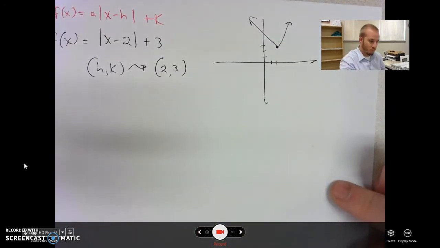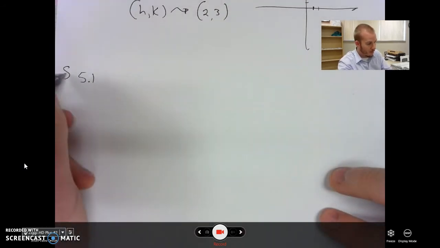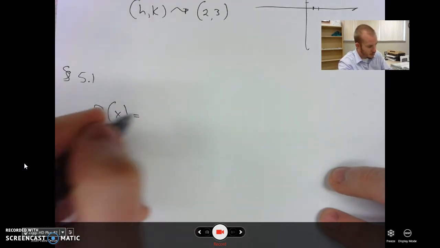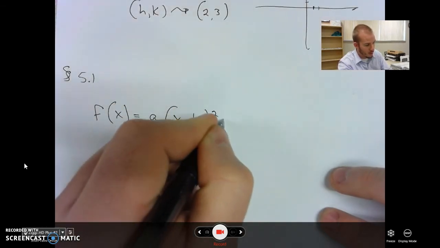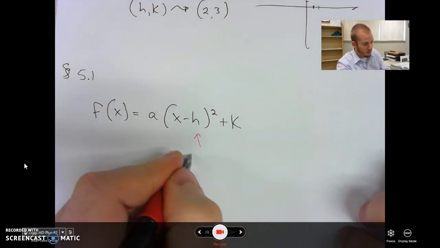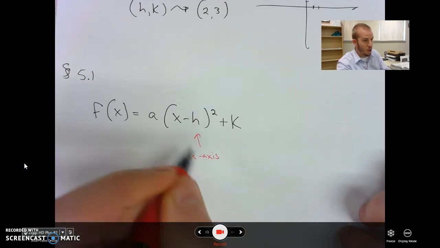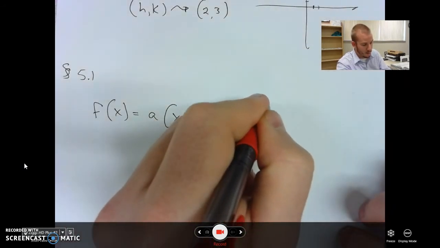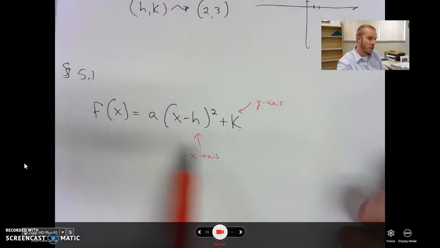Okay, that's a review. Now for 5.1, we're going to talk about parabolas, and in this, we're going to get f of x is equal to a times the quantity of x minus h, all squared, plus k. So again, what do you think h does? It moves x values, so the x-axis. It's going to move left and right, and k is going to move y values, so the y-axis. So it's going to move up or down. It's going to shift your parabola.